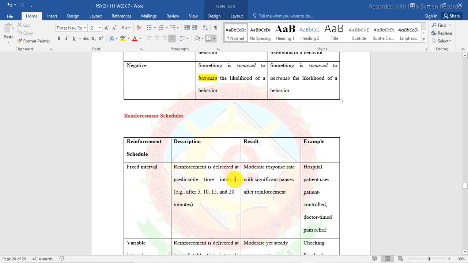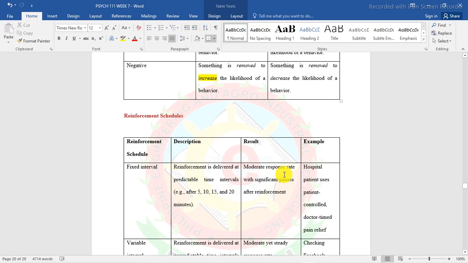Reinforcement schedule. So, ito yung sabi ko. Kasi dapat yung reinforcement natin, pag condition sa isang bagay, kailangan, most important thing, timing. Okay? It must have perfect timing para mag-condition. Yan yung idea ng Pavlovian kasi. Dapat may timing. So, reinforcement schedule, fixed interval, ano yung description niya. Reinforcement is delivered in a predictable time. Ito yung mga interval. Example, after 5, 10, 15 minutes. So, don't forget this, ito yung fixed interval.